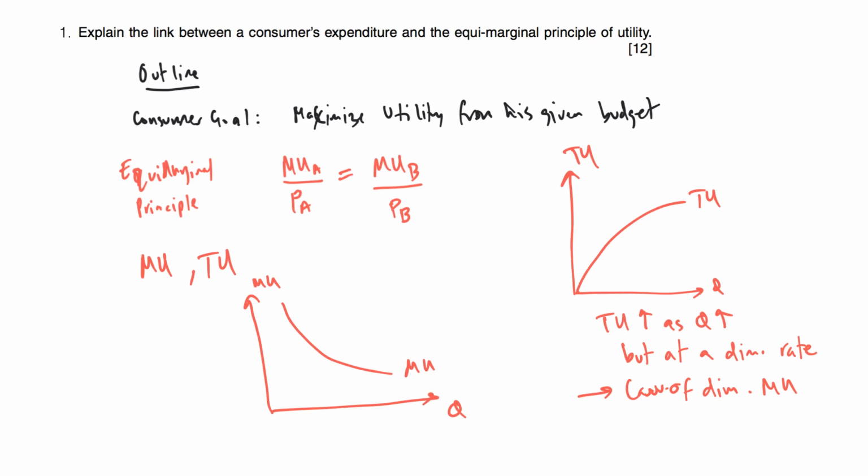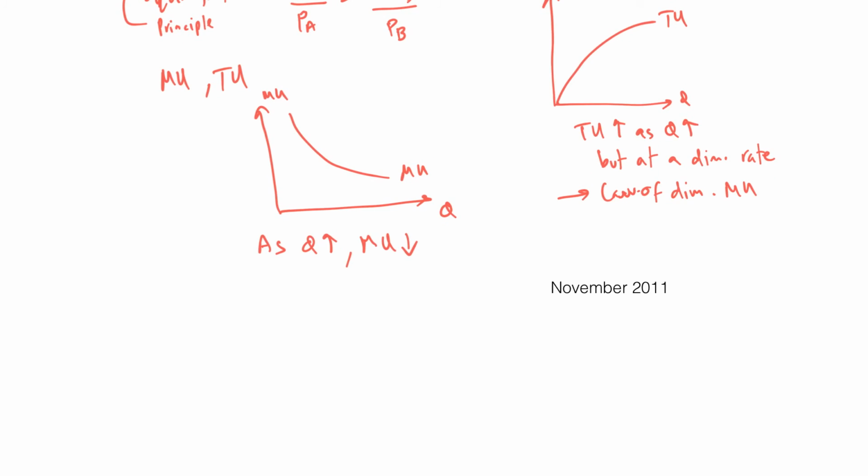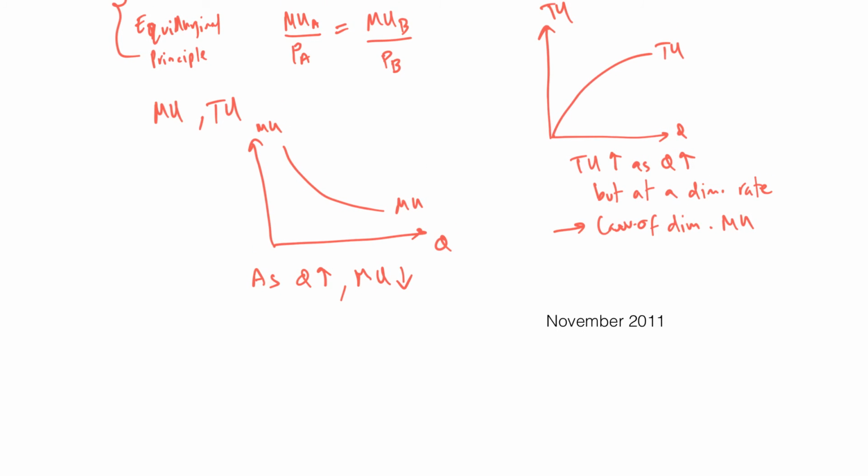So after an introduction paragraph, we'll go on and explain MU and we'll explain TU, and we'll talk about the law of diminishing marginal utility, which says that as Q rises, MU falls. As we consume more and more of a quantity of a good, its extra utility falls. And then we'll say that it's an important principle because it helps us to understand how a consumer maximizes utility.